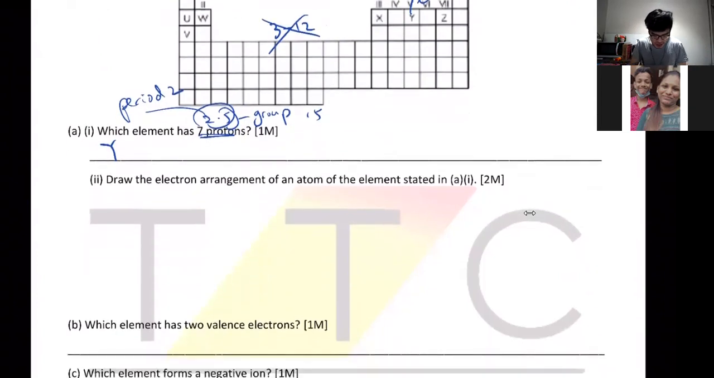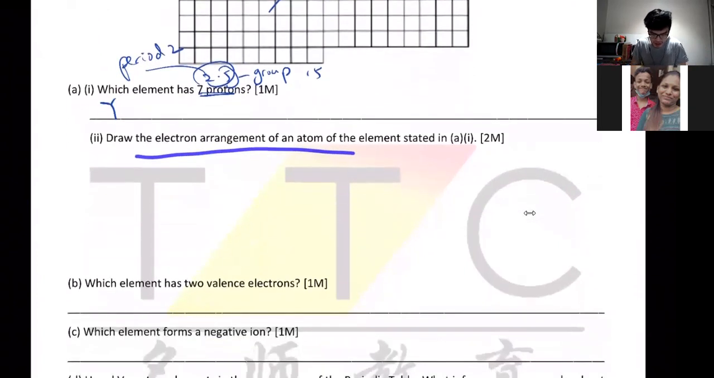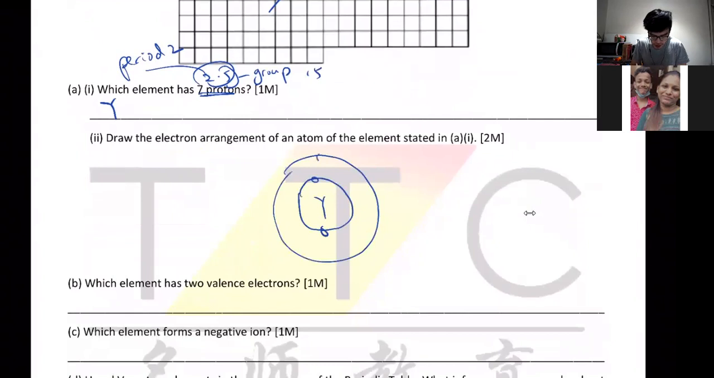Next, draw the electron arrangement for the atoms stated in A1. So Y is 2.5, right? So 2, 5. 1, 2, 3, 4, 5. Now, like I said, you fill in all the 4 rooms first, and then you start from the first room again. So 2.5.